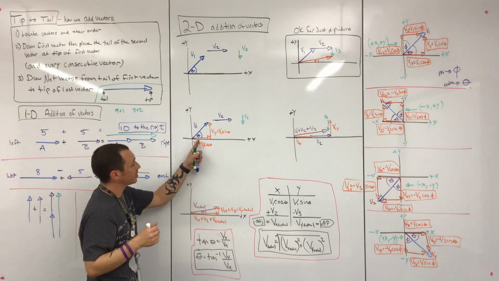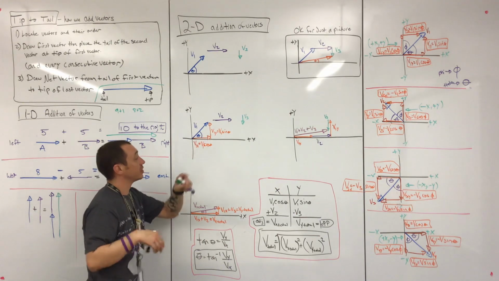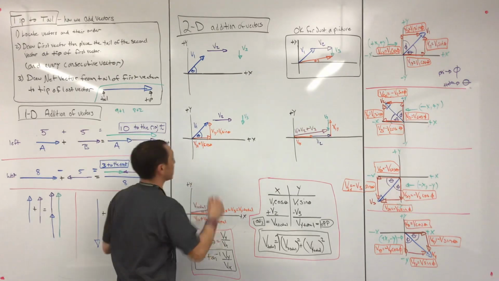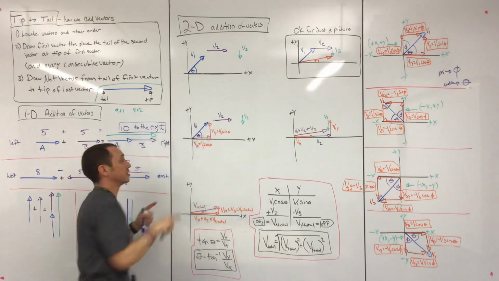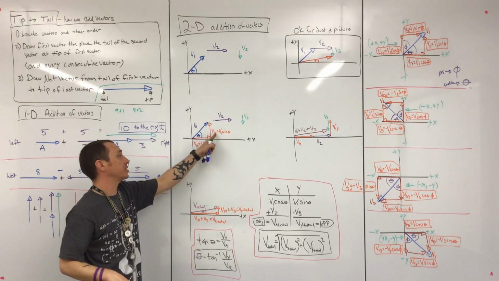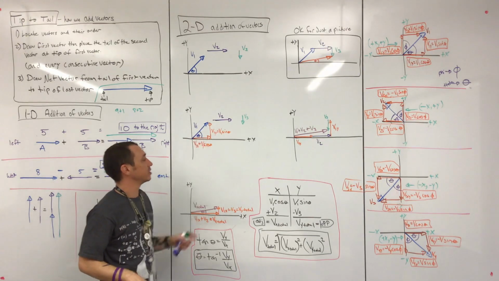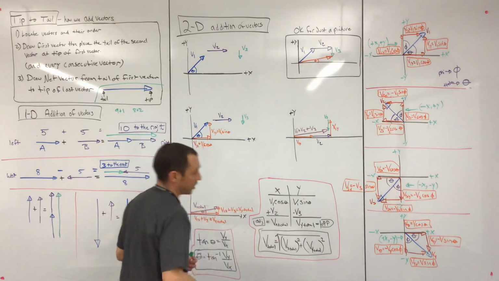So v1x is actually v1 cosine theta. It's positive because it's in the positive x direction. And then v1y is v1 sine theta, and that stays positive because it's up. Again, sine theta because it's opposite, cosine because it's adjacent, right? Talked about that a lot over there.